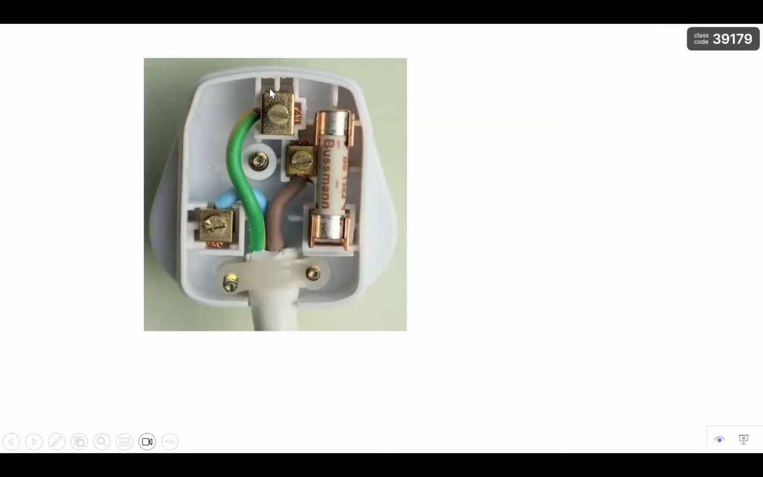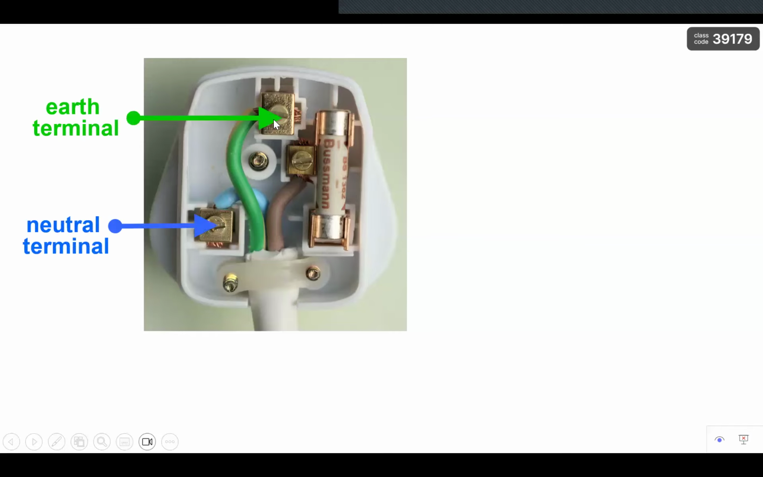We ensure that the appliance is earthed before we connect it with the power source from the live and the neutral wire. Okay, so that's why the earth pin is always longer. So this is the earth terminal. Okay, and then on this side, we have the blue wire, the neutral terminal.